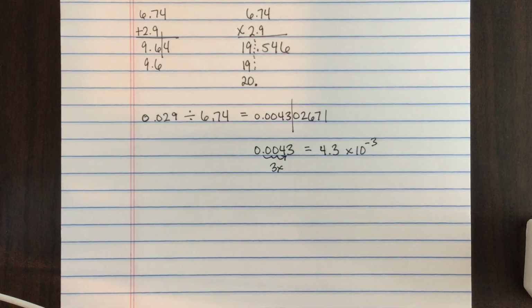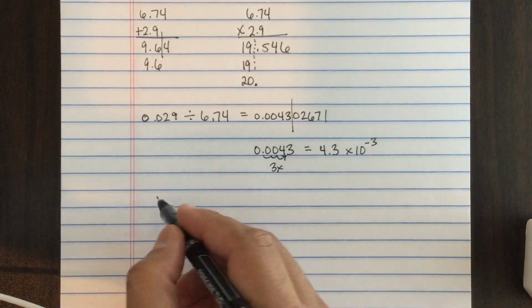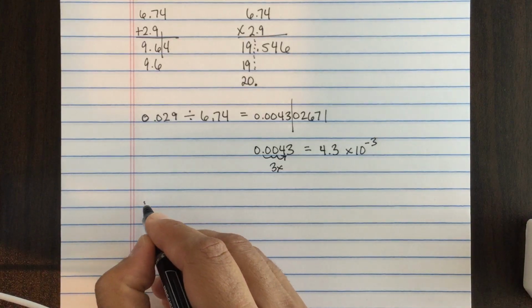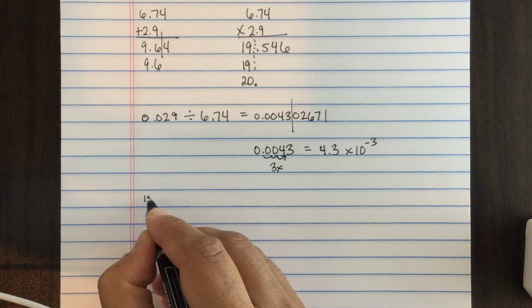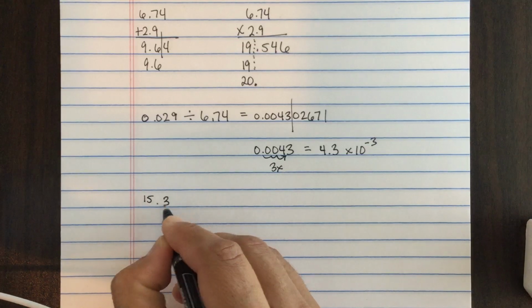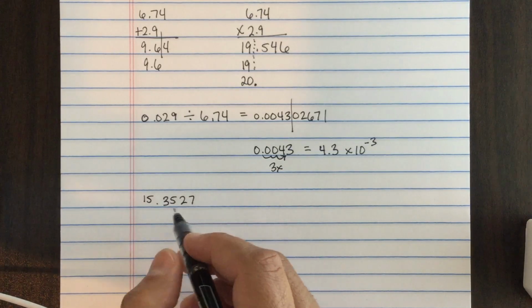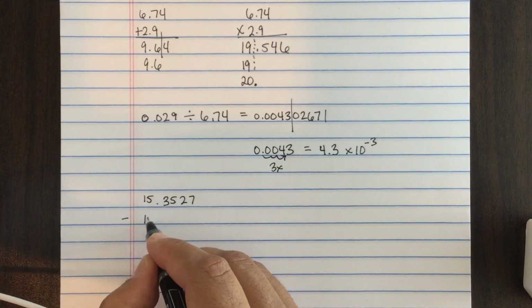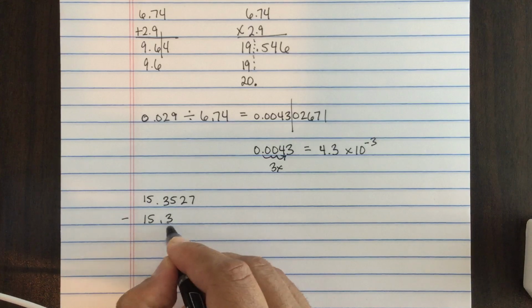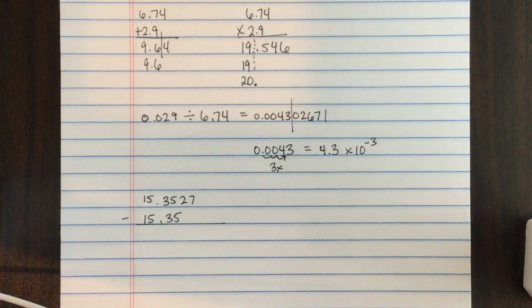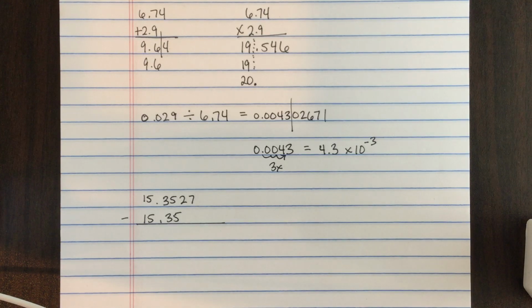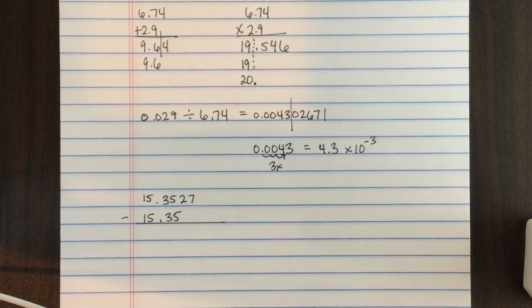Okay, I got one more for you. Look at the example of 15.3527 minus 15.35. And so in this example, we've got two numbers and we're subtracting them. We want to know the difference. By rule, for subtraction, we want the fewest decimal places.